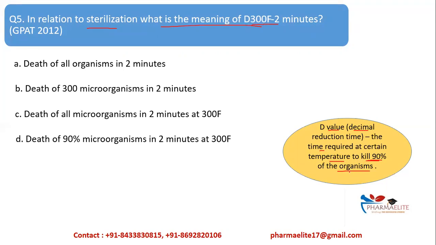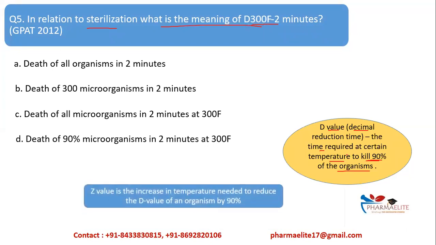जो टाइम हमें 90% माइक्रो ऑर्गेनिजम्स को किल करने में लगता है. Then Z value, it is the increase in temperature. Z value is the increase in temperature which is needed to reduce the D value of an organism by 90%. मतलब Z value क्या है? It is the increase in temperature which is needed to reduce this D value. ये D value को कम करने को कितना temperature चाहिए? That is found out by using Z value.